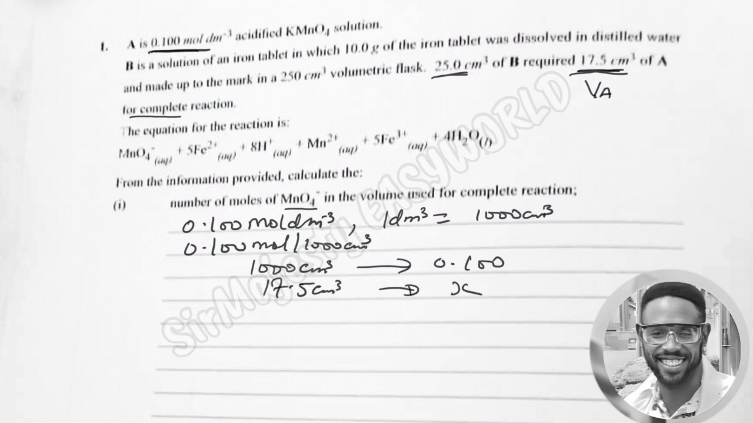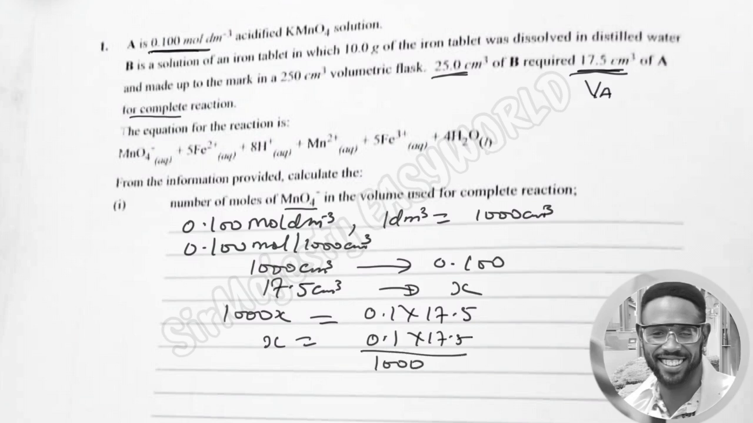So you cross multiply such that we now have 1000x is equal to 0.1. Remember, 0.100 is the same thing as 0.1. The 0 after the point is not counting unless there is a significant figure following that 0. Okay, so 0.1 times 17.5 will take us to find out that x is equal to 0.1 times 17.5. Divide both sides by 1000, which is the coefficient of x. This is what is going to be our final answer.